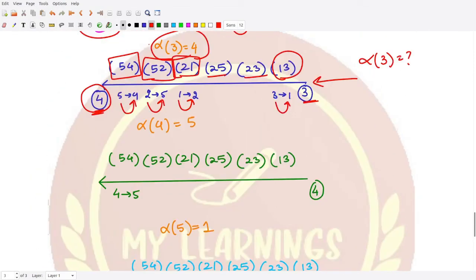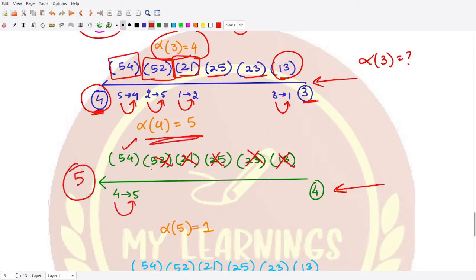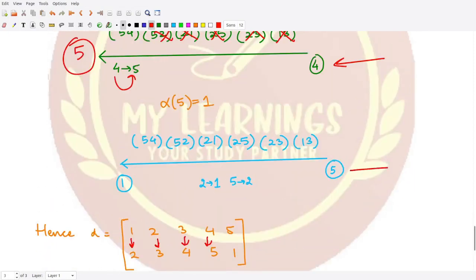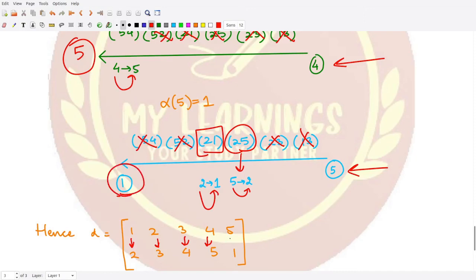For the next entry, we are inputting the number 4, and let's see what we have. There is no 4 in the first several cycles. We have 4 here, and 4 shifts to 5. So the answer is 5. So alpha of 4 is equal to 5. For the last one, we are inputting the number 5 here. There is no 5 at first. Here it is 5, and this 5 is sending us to 2. Here we have 2, and this 2 is sending us to 1. There is no 1 after that, so our final answer is 1. So 5 maps to 1.